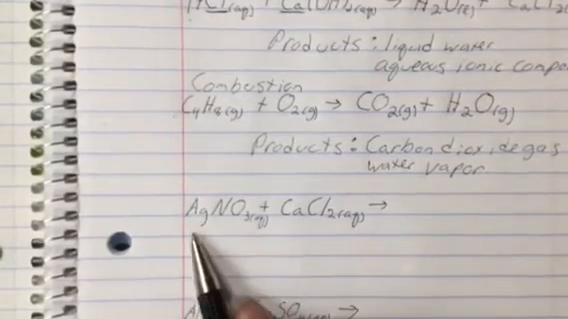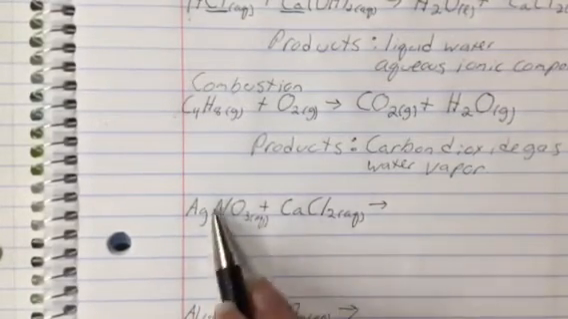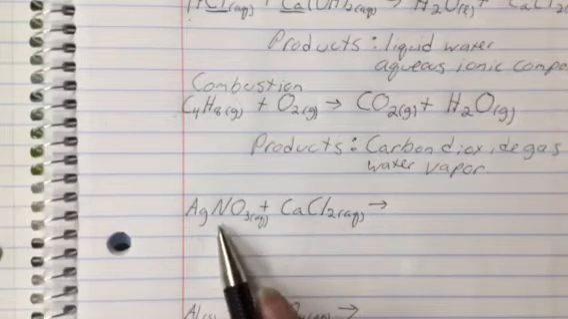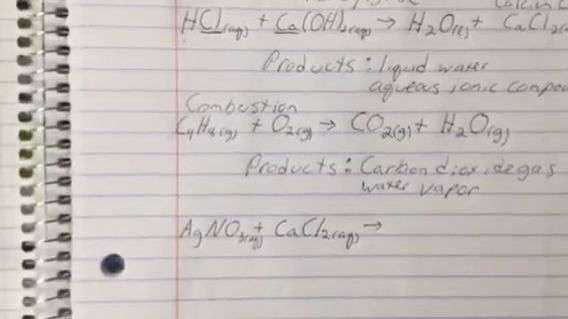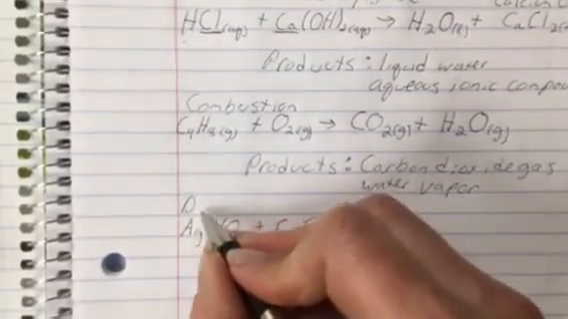Okay, the next two get a little bit trickier. So this next one right here, I take one ionic compound plus another ionic compound, and neither of them are acids, and they're not an acid and a base. I just have two ionic compounds, which is going to make this reaction double displacement.